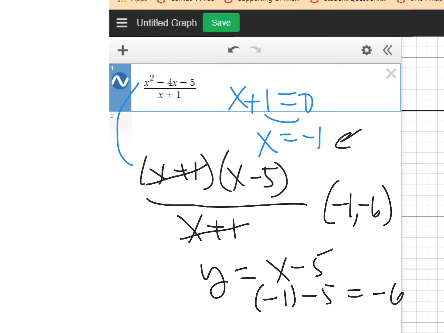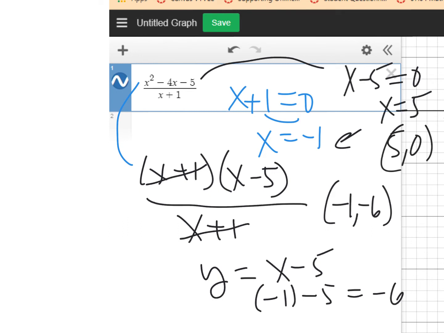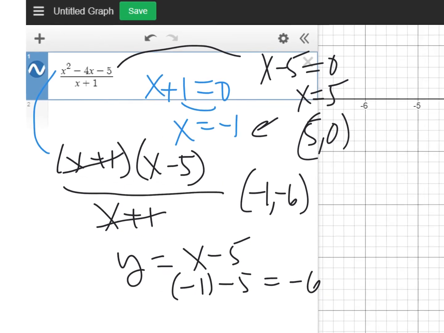And then all we have left is, where does this function equal 0? Well, what's left is just the x minus 5. And where does that equal 0? Well, that equals 0 at x equals 5. So the x-intercept is 5, 0, or it crosses at x equals 5. Let's go see how I did by looking at the graph.